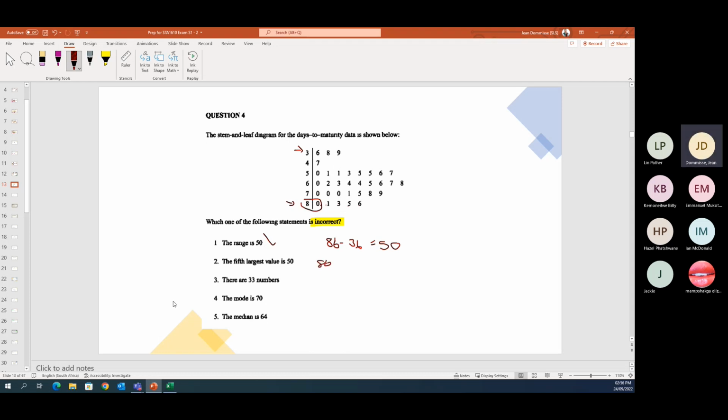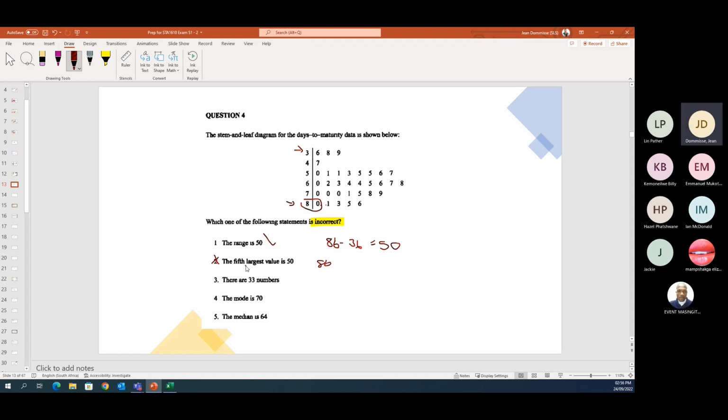Okay, we're looking for the incorrect one. So that is incorrect. If it was the fifth smallest, 1, 2, 3, 4, 5, it would have been 50, and then you would have said it's correct. So again, just be very careful how they use it, because if you count it from the bottom, you would have said it's 50, but the largest counts from the end of the stem and leaf.